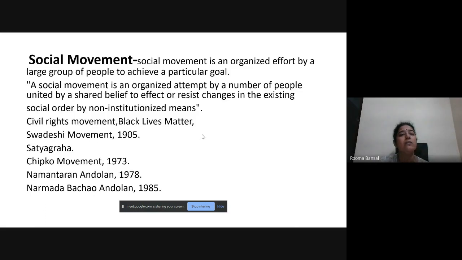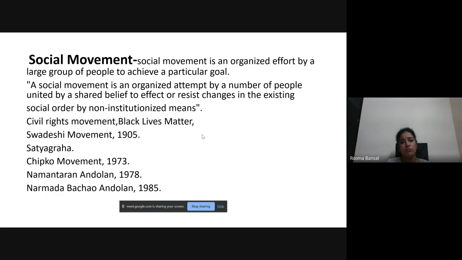Next point is social movement. What is social movement? Social movement is an organized effort by a large group of people to achieve a particular goal. A social movement is an organized attempt by a number of people united by a shared belief to affect or resist change in the existing social order by non-institutionalized means. You can say it is a group of people headed by a person, an agency, or an organization. They have decided to go for some kind of change.